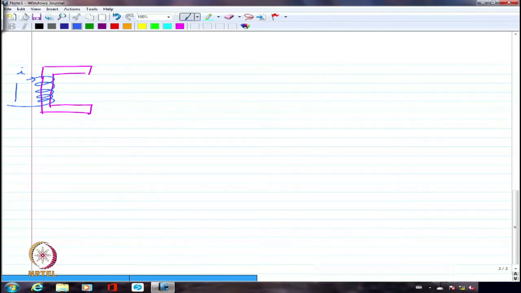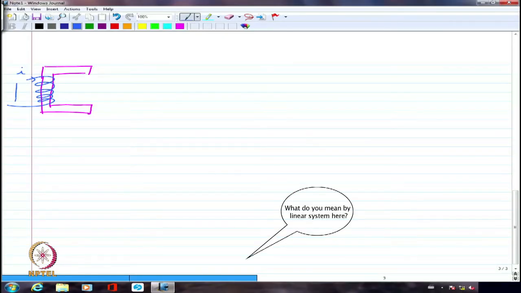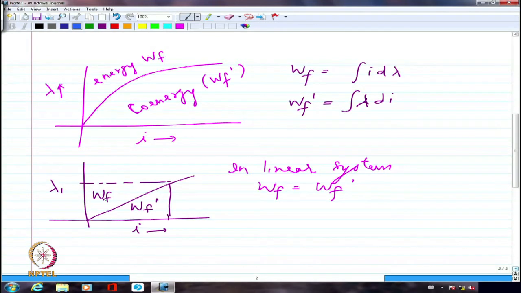And the linear system is where there is no saturation that has happened. It is still in the linear portion of the magnetization characteristics. So, if I look at I versus phi or lambda versus I, I am going to have only a linear relationship between them.